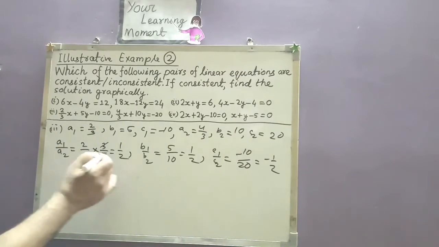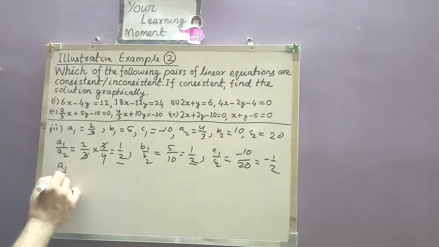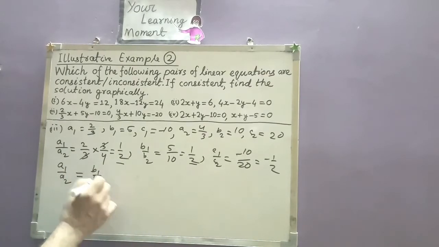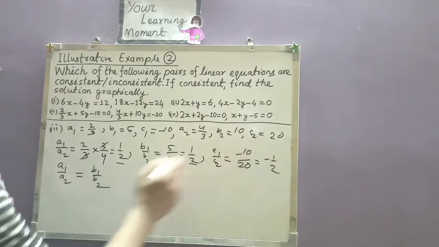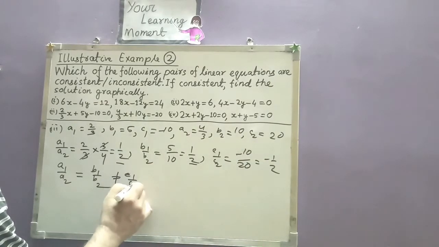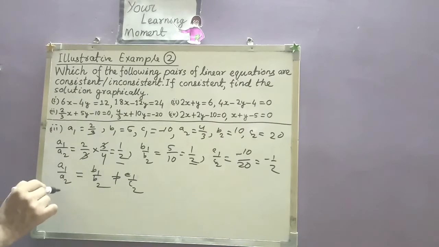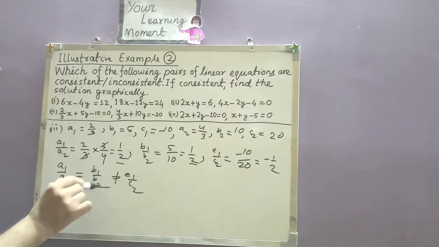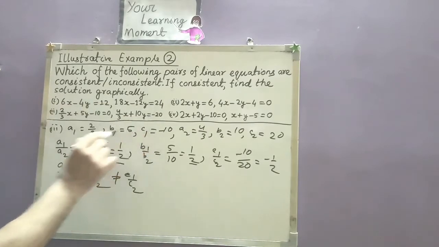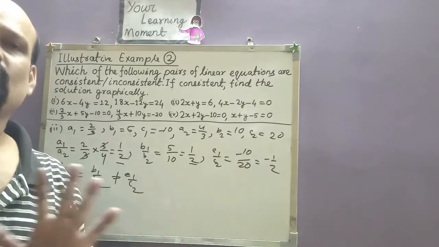Just look at here, half half equal means a1 by a2 equal to b1 by b2, but that not equal to c1 by c2. So since a1 by a2 equal to b1 by b2 not equal to c1 by c2, this pair of linear equations is inconsistent, means there is no solution.